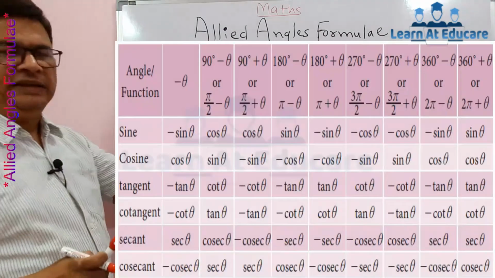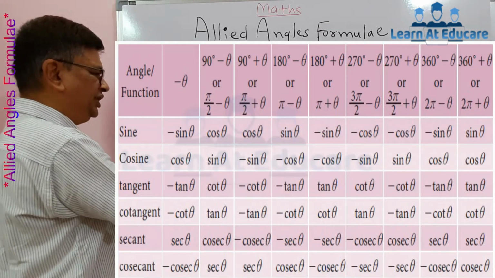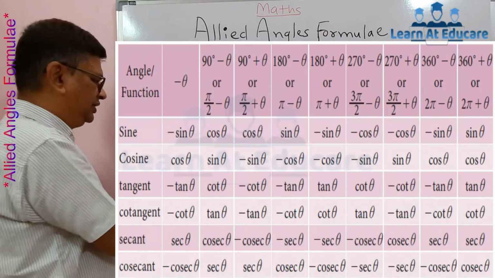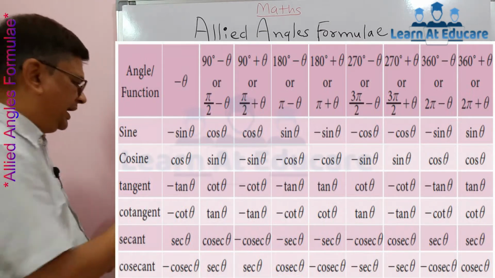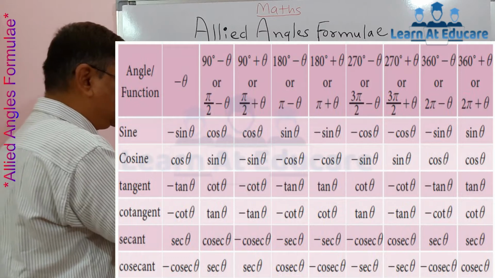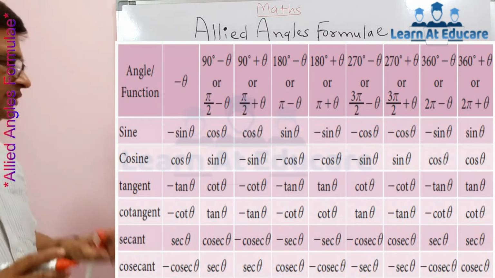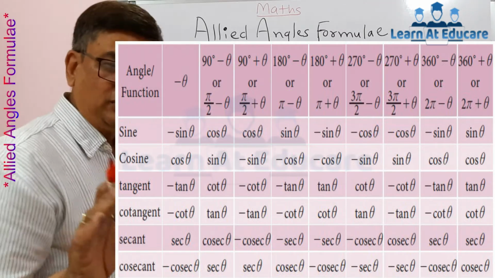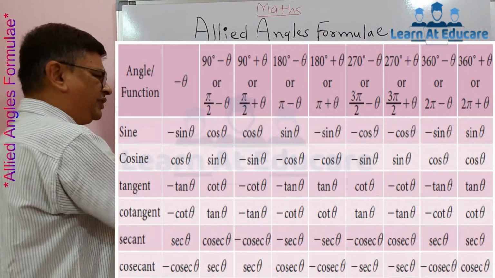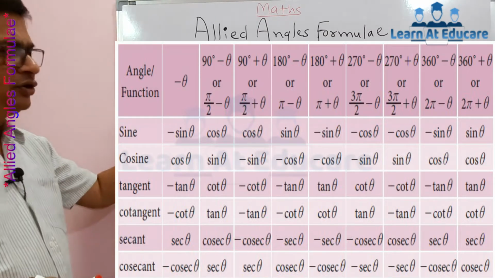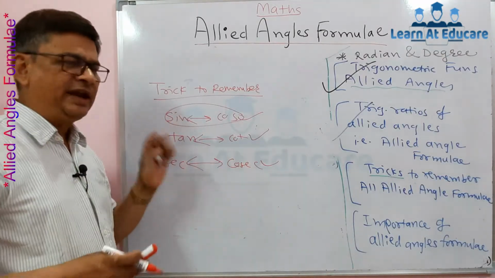Can you observe in those formulae there is only a change of sine to cos in some columns, or cos to sine. There is a change of tan to cot or cot to tan in some columns, and a change of sec to cosec or cosec to sec. There is no sign change to tan or cot or sec or cosec. There is no change other than this conversion. That is, sine changes to cos and cos changes to sine, tan changes to cot and cot changes to tan, sec changes to cosec and cosec changes to sec.